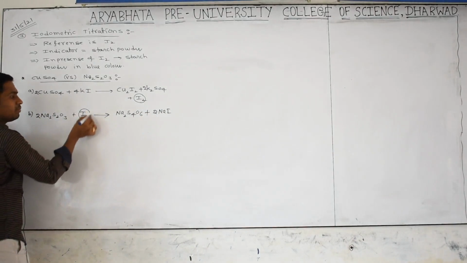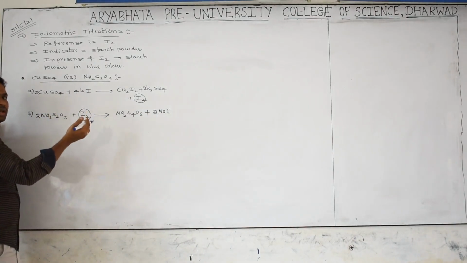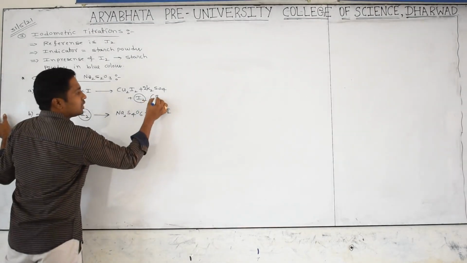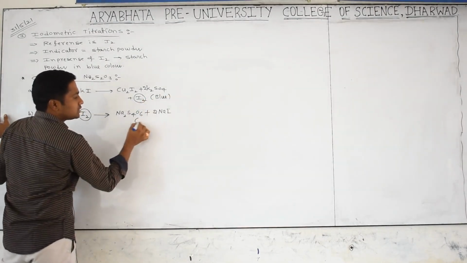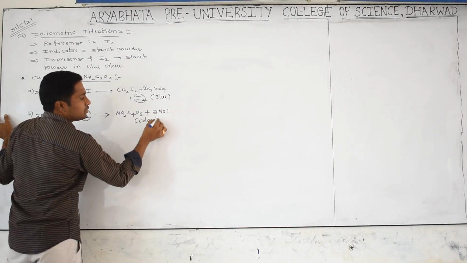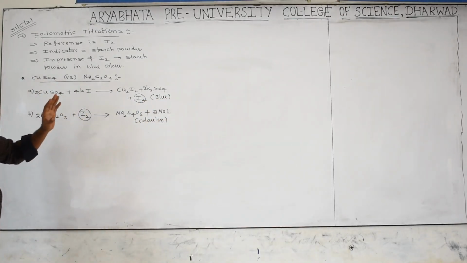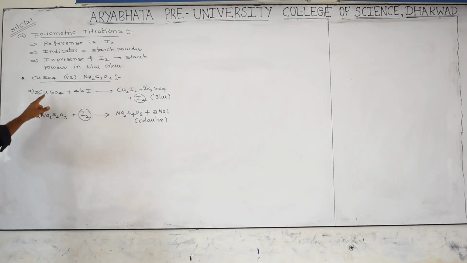When iodine is completely consumed in the reaction, the solution becomes colorless. This is the blue color solution, and this is the colorless solution. So when colorless is formed, immediately we have to stop the experiment and the titration. We have to go for calculation. We can find out the unknown chemical concentration among these two. This is what is called iodometric titration.